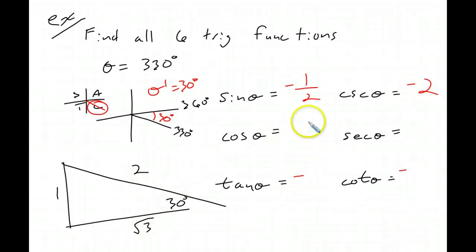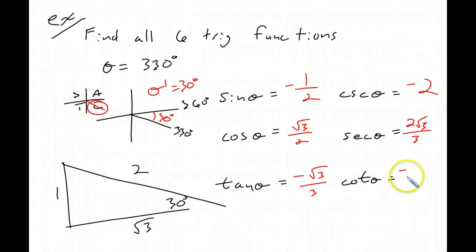Cosine is adjacent over hypotenuse, so square root 3 over 2. Secant is that flipped, so 2 root 3 over 3, after you rationalize it. Make sure you rationalize. Tangent is opposite over adjacent, so 1 over root 3. So when you rationalize, it will be square root 3 over 3. And then cotangent will just be square root 3. And there you go. There's your 6 trig functions.